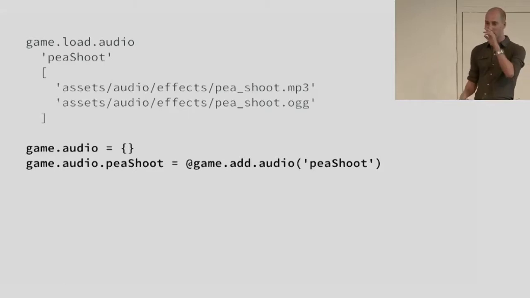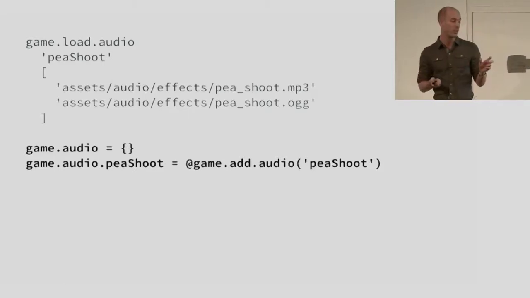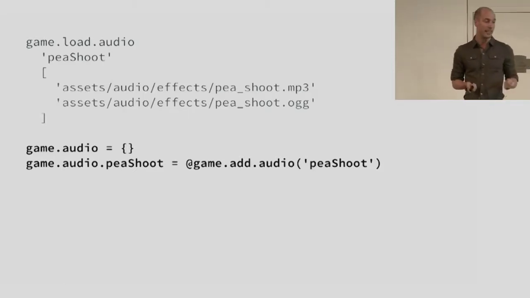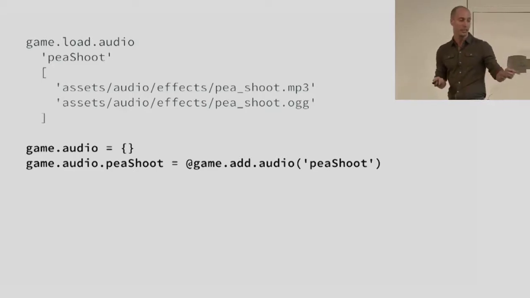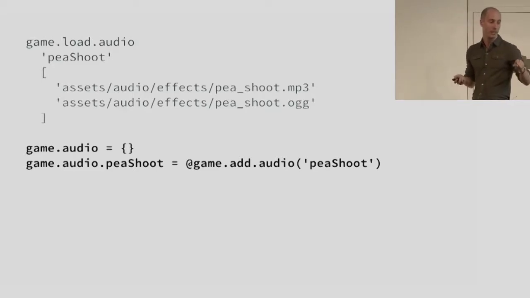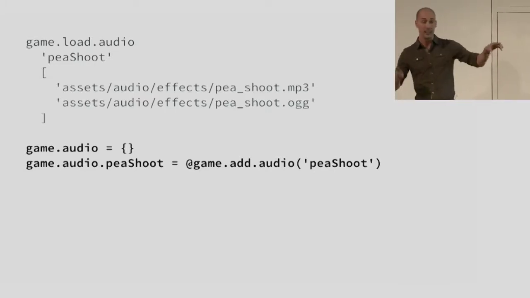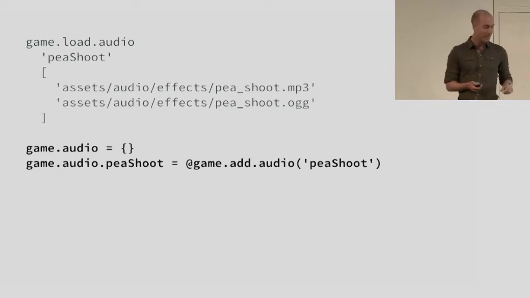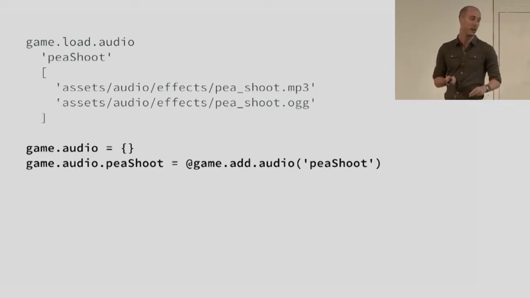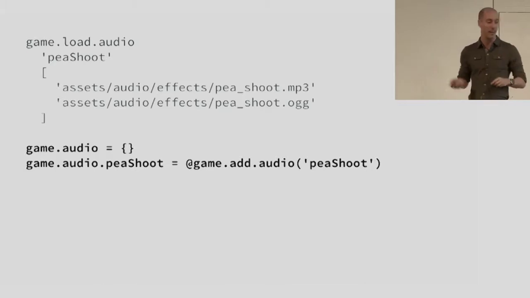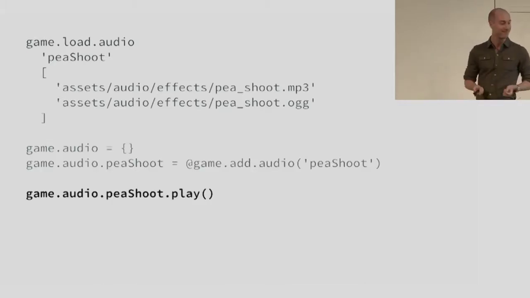Then I'll make an audio placeholder on game, just an empty object. And in that, I'll put a key called pshoot, which is game.add.audio pshoot. So load.audio and add.audio. That's the symmetry you're looking at. Load will preload those files, and then add is going to add it into the game. And so we're going to remember it inside game.audio.pshoot, so we can call play on it, like that.